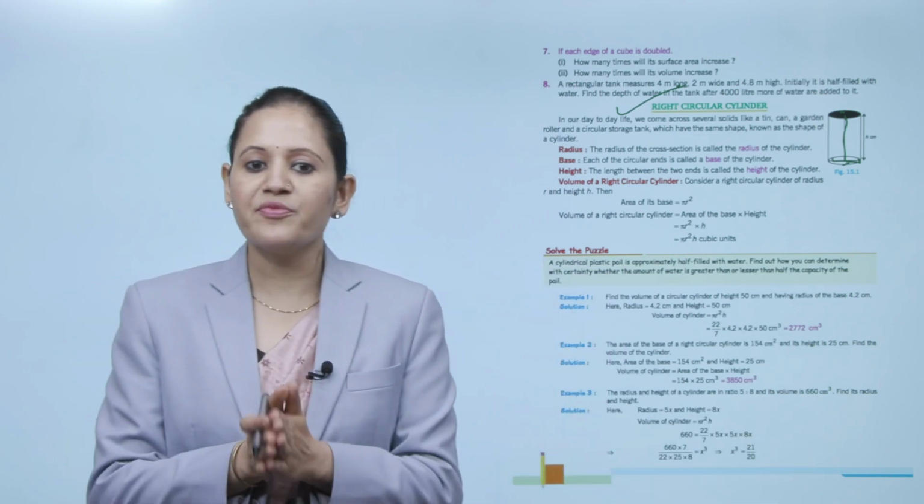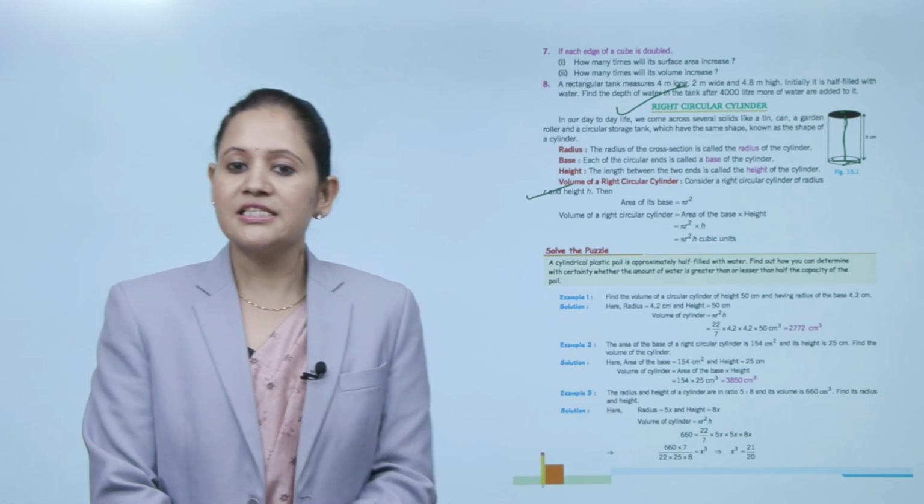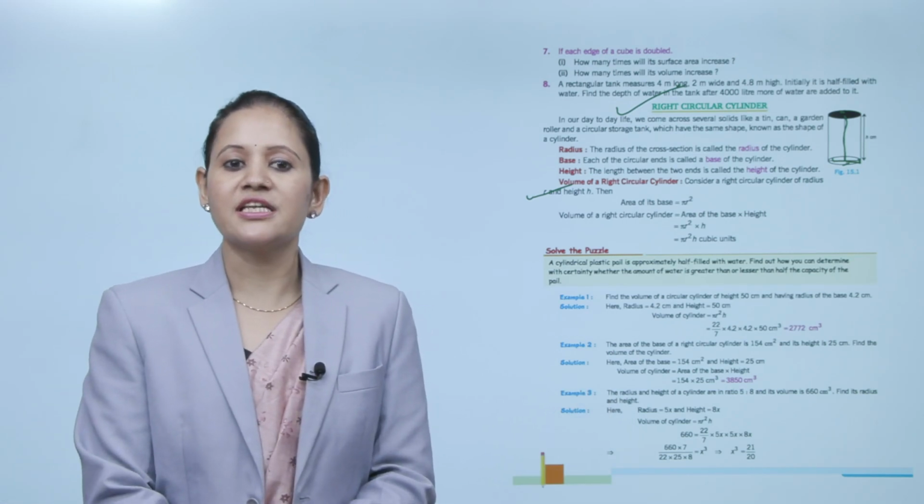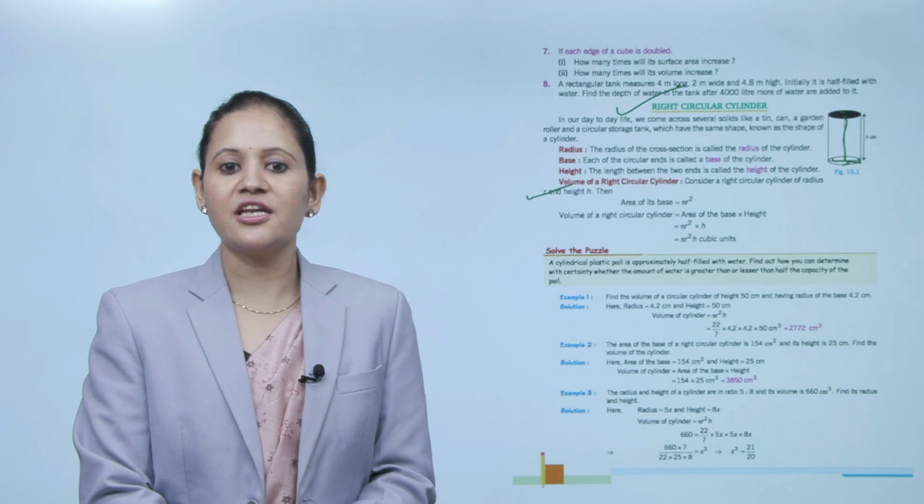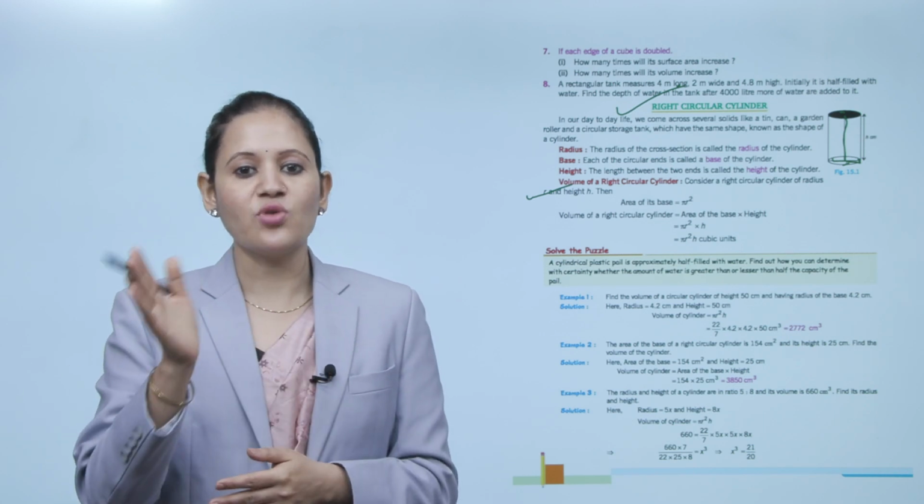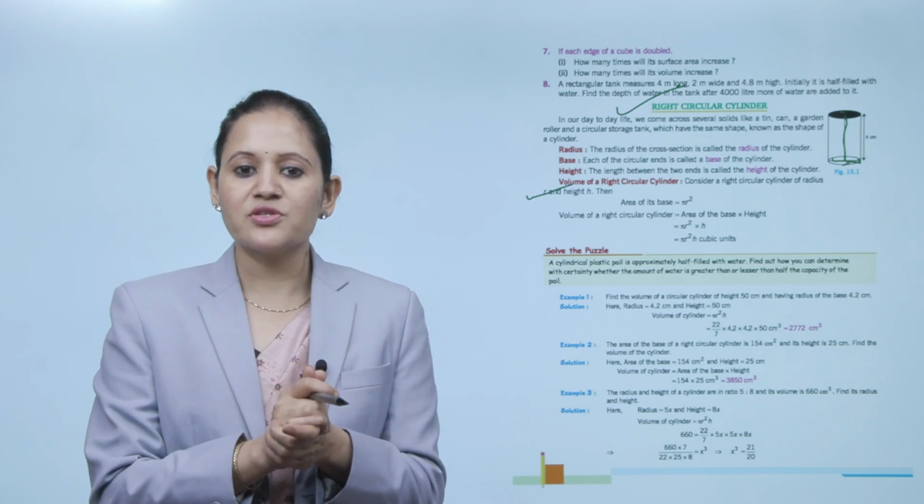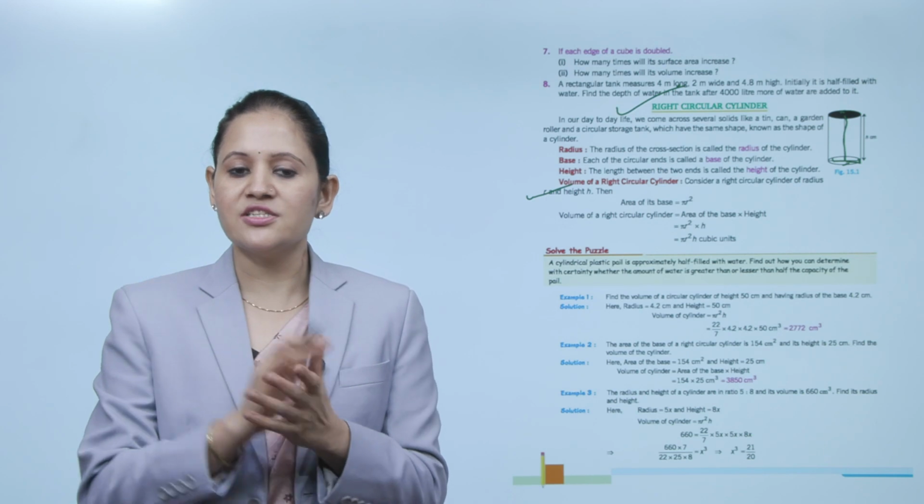Next is volume of the right circular cylinder. Consider the right circular cylinder of radius r and height h. Then area of the base is pi r square. Volume of the right circular cylinder is area of the base into height, that is pi r square into h. So what will the volume be? Pi r square h cubic unit.